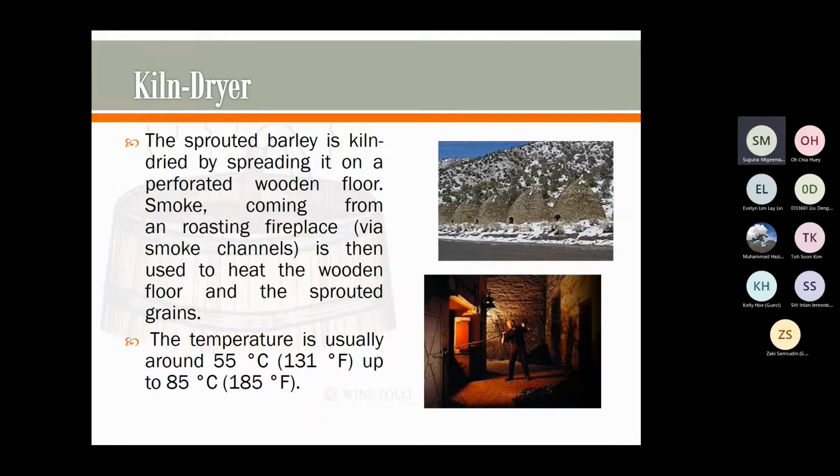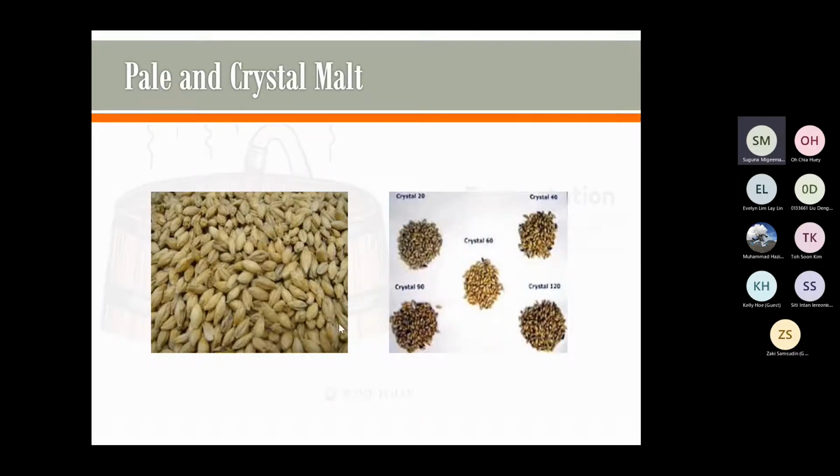So in the kiln dryer, okay, all those sprouted barley in a kiln dryer will be dried by spreading it on the wooden floor, and then we will smoke. So while you are smoking, the heat coming from the roasting fireplace is used to heat the wooden floor, okay, and the sprouted grains will get dry, and the temperature used in this kiln drying is about 55 to 85 degrees Celsius. So the end product, the one you see on the left, is the pale malt. The one that you see on your right is the crystal. So if you can see the number here, that means that is the quality that they pick.